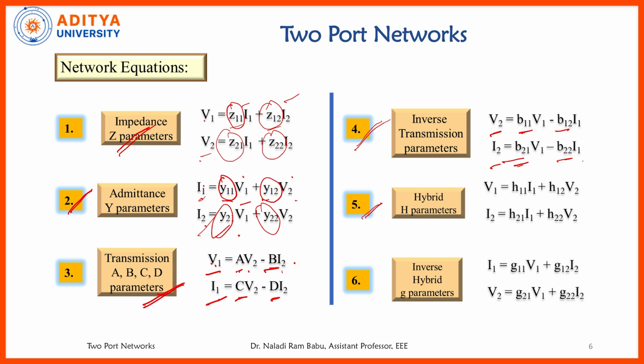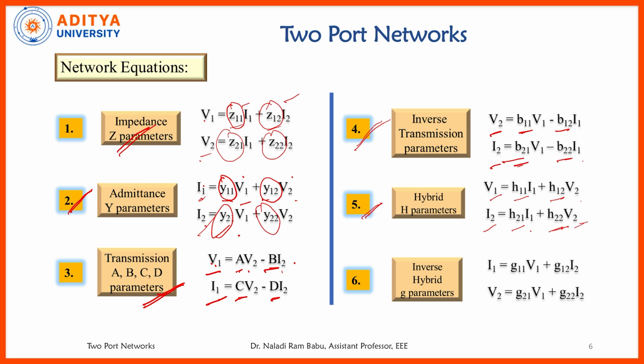Next, coming to the fifth type of network, that is hybrid parameters. In hybrid parameters, the equation starts with input voltage and output current, therefore the equation begins with V1. V1 is equal to H11 I1 plus H12 V2, and I2 is equal to H21 I1 plus H22 V2. Here H11, H12, H21 and H22 are called hybrid parameters. H11 is V1 by I1, in the form of impedance. H12 is V1 by V2, in the form of volts. H21 is I2 by I1, in the form of current. H22 is I2 by V2, in the form of admittance.